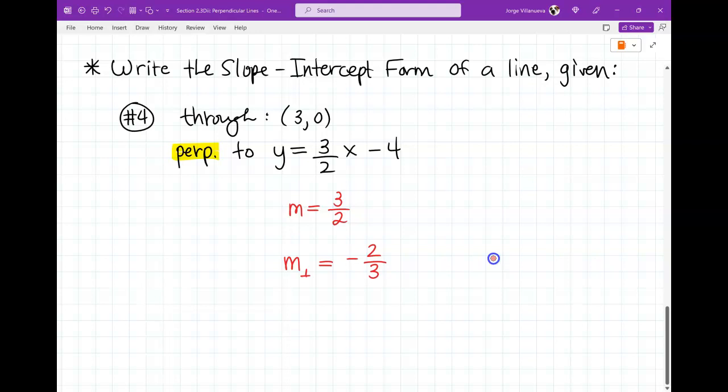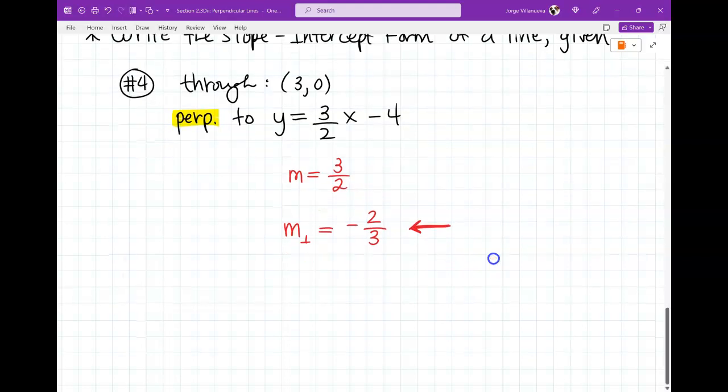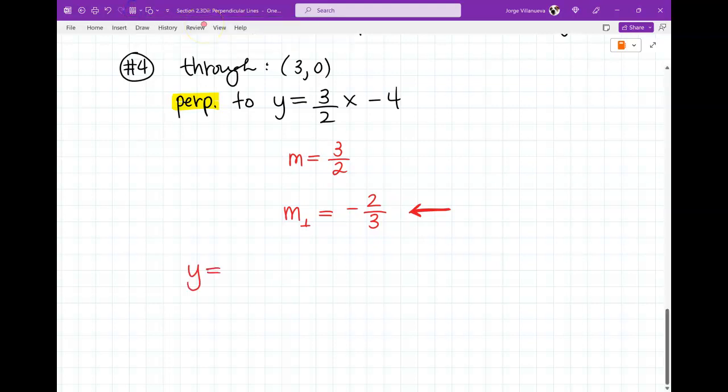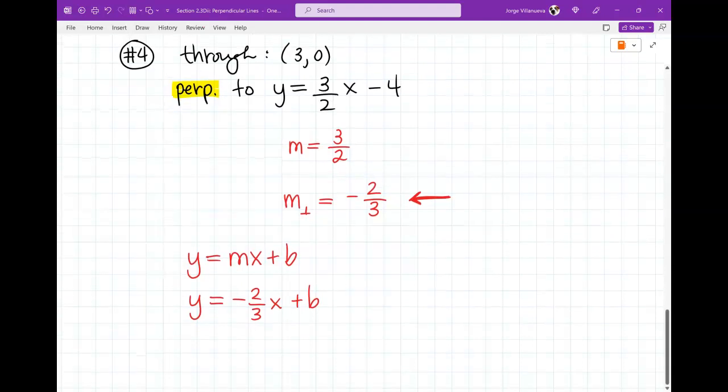As you said. So this is the one I'm going to use. This is the one that's important to me, the negative 2/3. So at this point, let me start doing the work. So y equals mx plus b. I'm going to write an equation. My slope is negative 2/3, so y equals negative 2/3 x plus b.